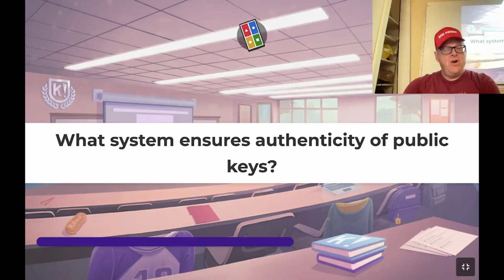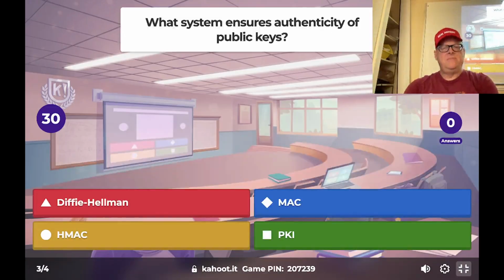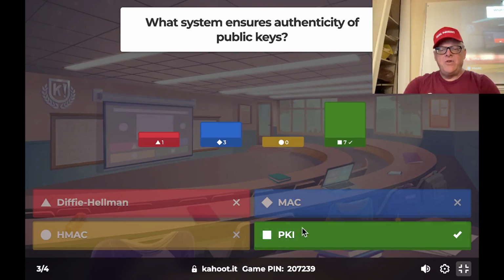All right, what system ensures the authenticity of public keys? That's the public key infrastructure, the servers and companies that work together so you can tell who you're talking to on the internet.